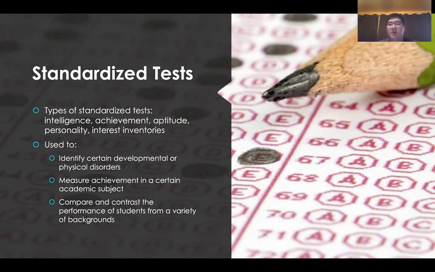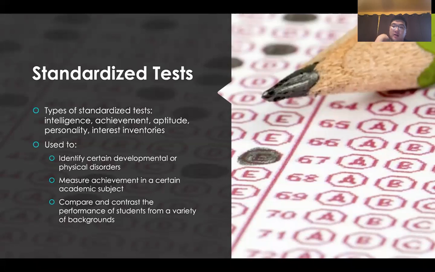Great. Okay, so the first kind of assessments that we're going to be talking about are standardized tests. So standardized tests are very, very common. Most people have seen them if they've gone through some sort of educational system. And there's very many different types of standardized tests. There's intelligence tests, achievement tests, aptitude tests, personality tests, and even interest inventories.